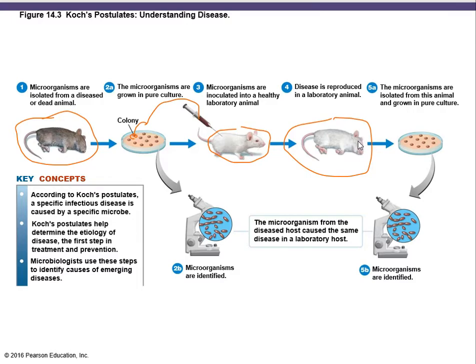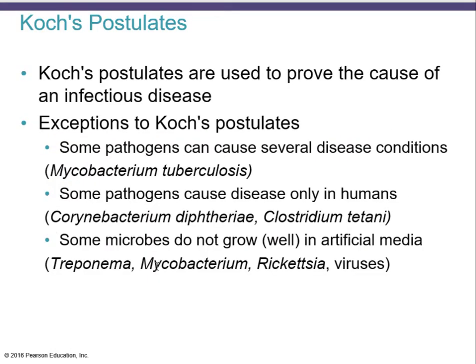You should also be able to collect samples from the second diseased animal and grow them in vitro and observe them under the microscope. If microbes here are identical to microbes here, you can say that you know which microbe is causing the disease. This is the cause postulate. There are some exceptions to this postulate, or some situations where you cannot apply the postulates, okay? So we're going to talk about those now.